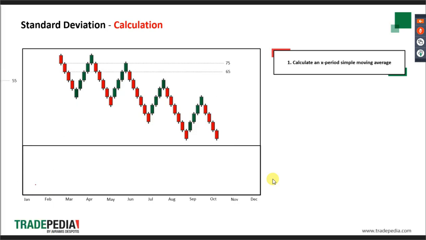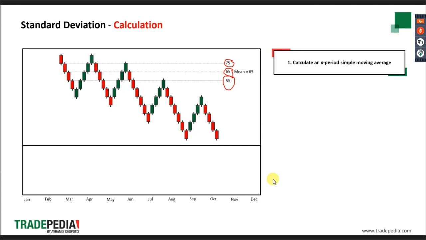Averaging 3 close prices of 75, 65, and 55 gives us the average of, could you guys type really quickly in the chat, what is the average of these 3 numbers without even using the calculator? That's right, 65.